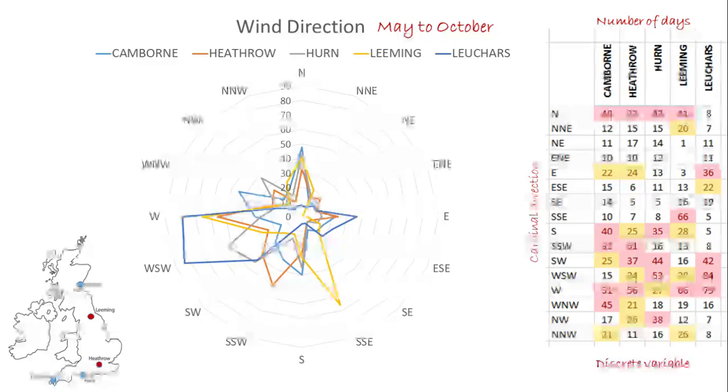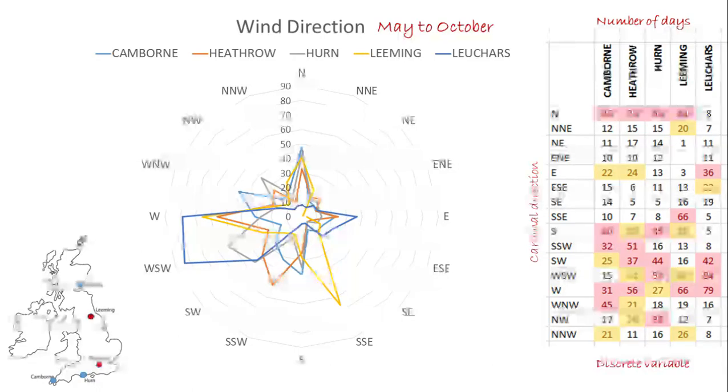And the radar chart, if you look at the darker blue outline, that's for Camborne, you'll see that has got prevailing winds which are west and west-southwesterly facing. And if you look at Leeming, which is the gold coloured, you can see that that has a south-southeasterly direction, a westerly direction and a northerly direction as 3 particular directions where the wind is measured.